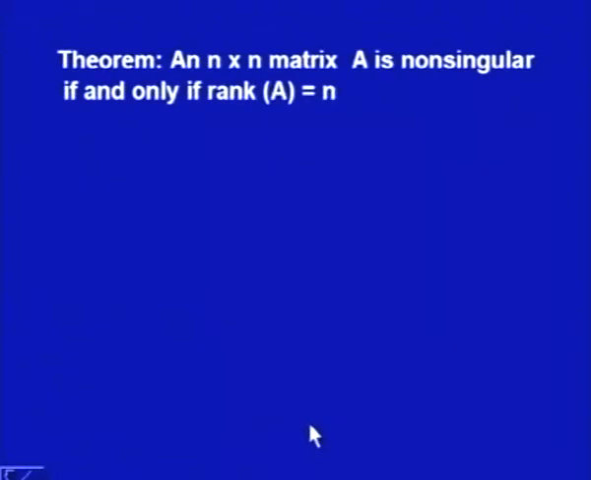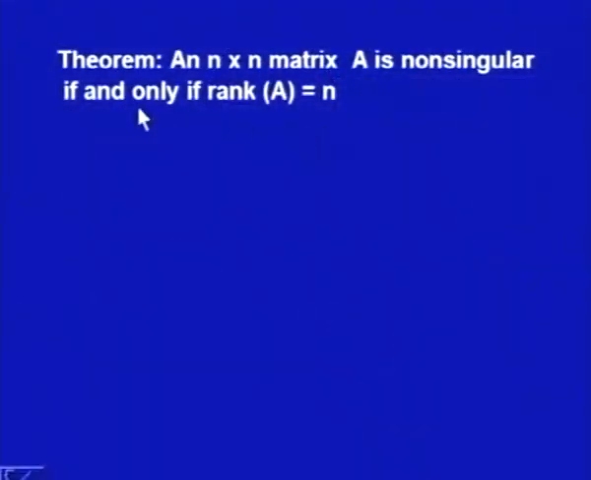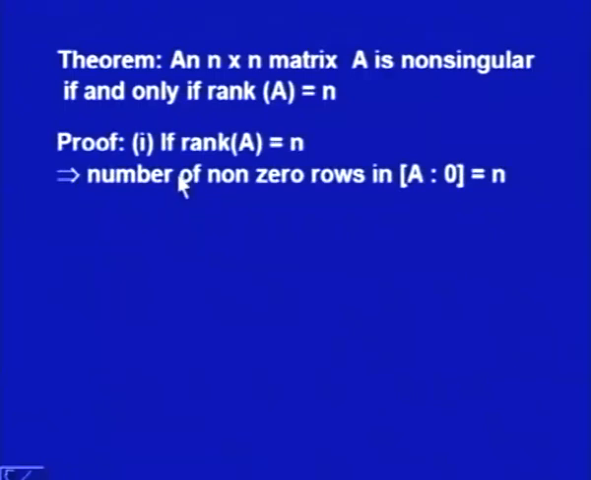Now, we have an important result. It says that if A is an n by n non-singular matrix, then rank of A is equal to n. So, this is possible if and only if rank of A is equal to n. This has two parts. If rank of A is equal to n, we have to prove that A is non-singular, and if A is non-singular, then rank of A is equal to n. So, we start with the first part.